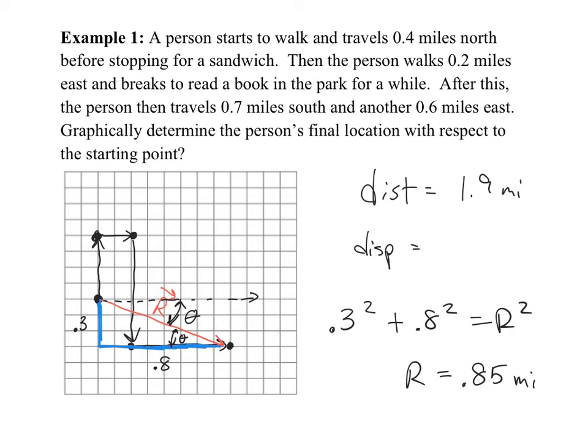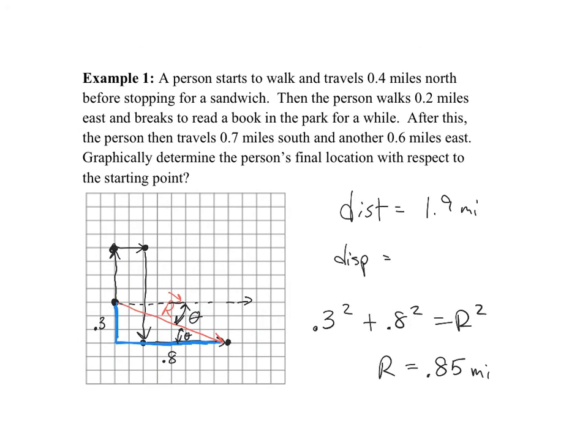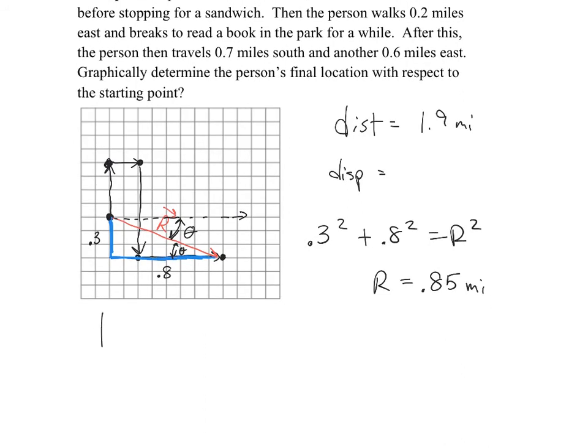0.3 is opposite from theta. Use this theta right here, please. 0.3 is opposite, and 0.8 is adjacent. So I can write tangent of theta equals opposite over adjacent. Now be careful with this: it doesn't matter if you move up or down, the negative doesn't make a difference here. We're looking at just triangle dimensions. So it's just going to be 0.3 over 0.8.